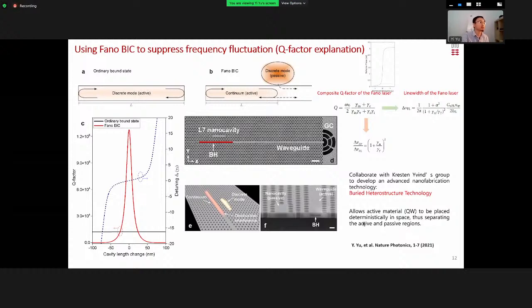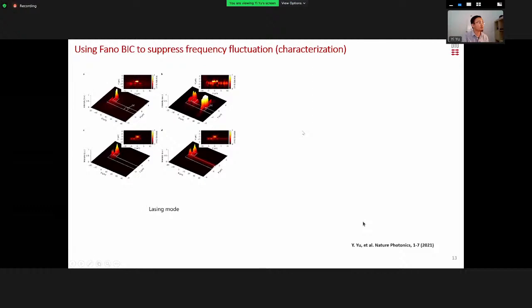This technology allows us to place active materials, which is quantum well here, deterministically in space, thus separating the active and passive regions. So this is very important here. And then we characterize the laser by pumping the light through the grating coupler on the right-hand side of the structure and measuring the scattering from the top of the sample.